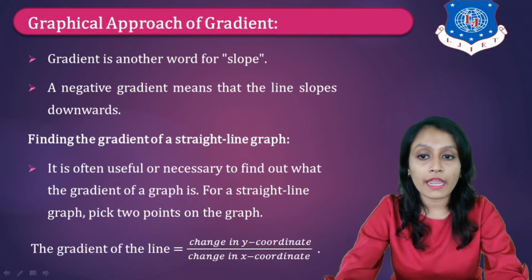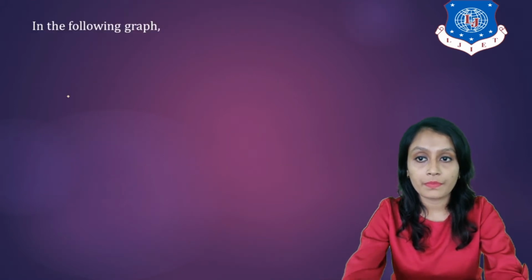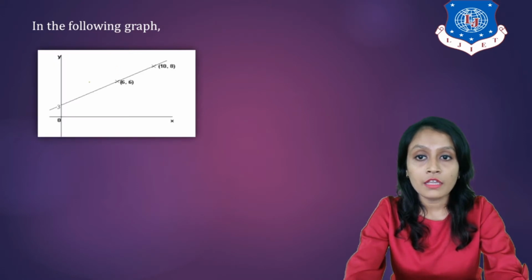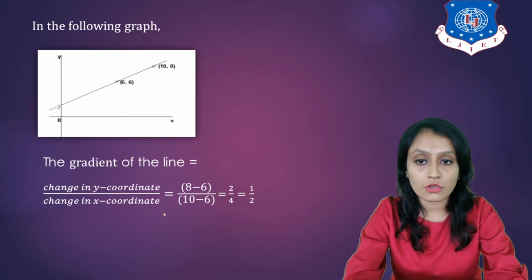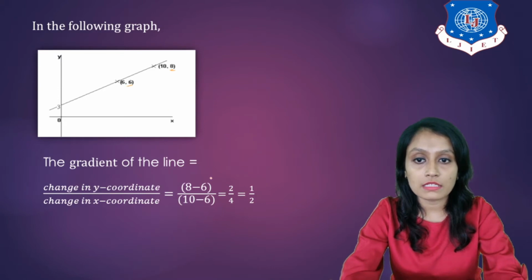The formula to find the gradient of a line is change in y coordinate upon change in x coordinate. In the following graph, you can see. Now we will find the gradient. So the gradient of the line is given by change in y coordinate upon change in x coordinate. Here you can see the y coordinates, this is 8, and here we have 6. So 8 minus 6 upon the x coordinate, that is 10 minus 6. On simplification, you will get the answer 1 by 2.